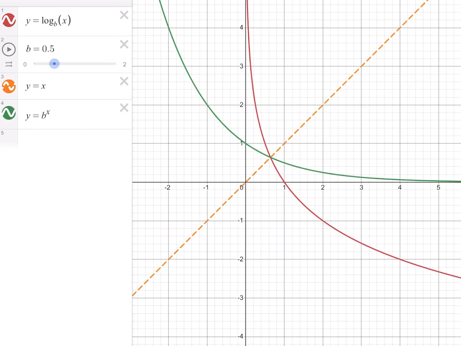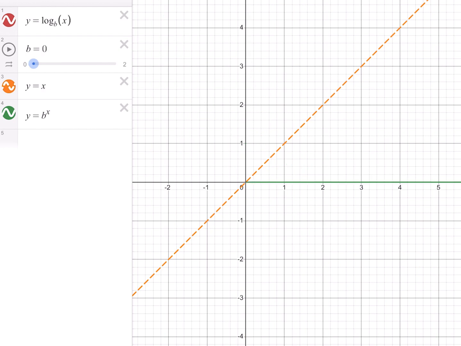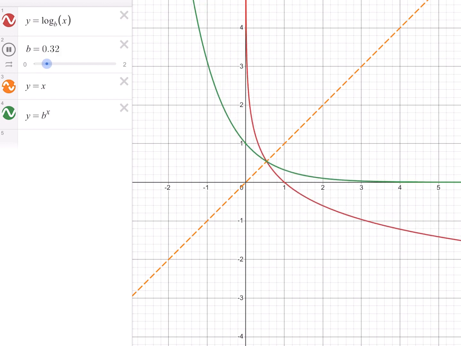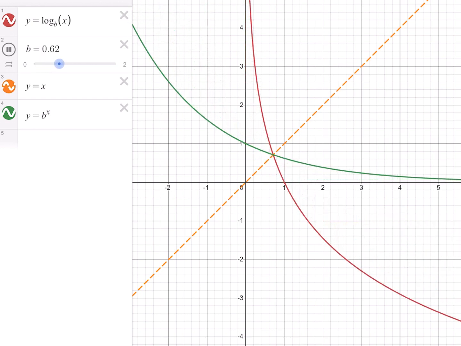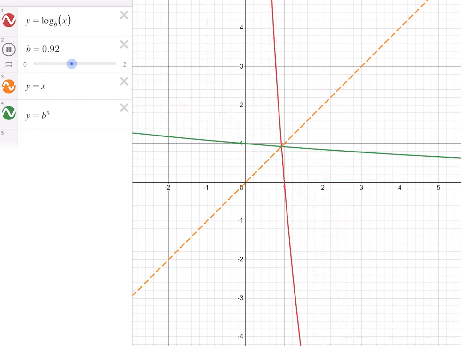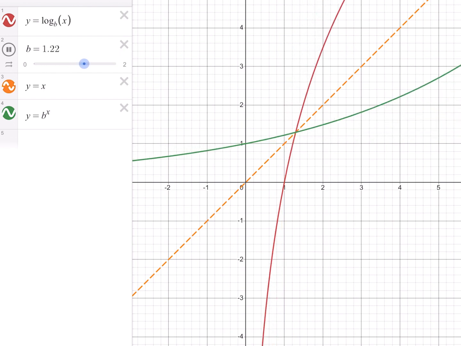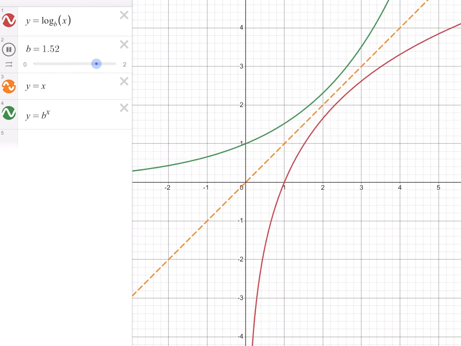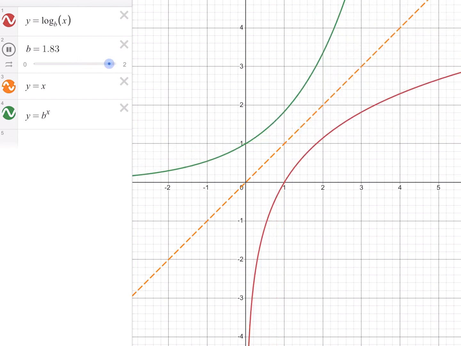I will also graph the green exponential curve, y equals b to the x, and the orange line of symmetry, y equals x. I'll drag b to 0 and then hit play and focus on the symmetry of the red and the green graphs across the line y equals x. The green graph is an exponential function as a function of x, and the red graph is a logarithmic function as a function of x, both with base b.